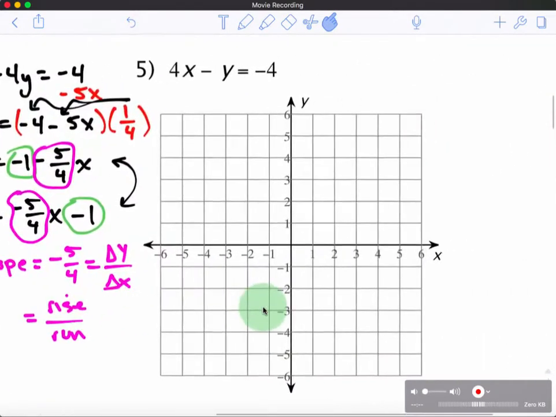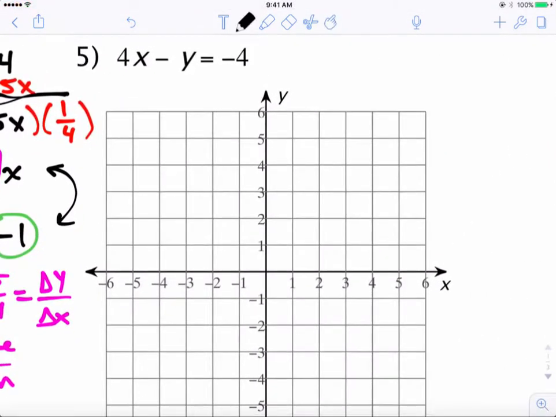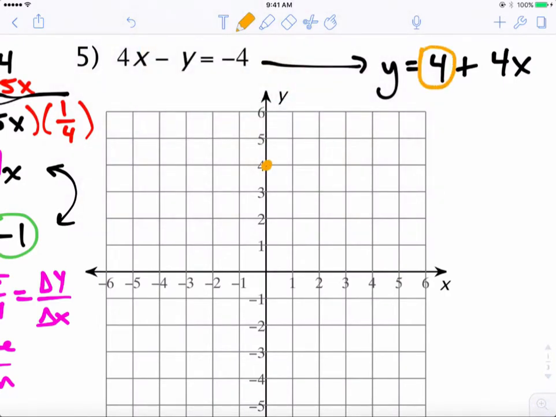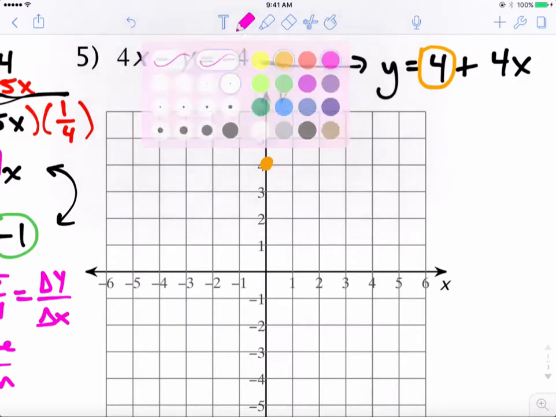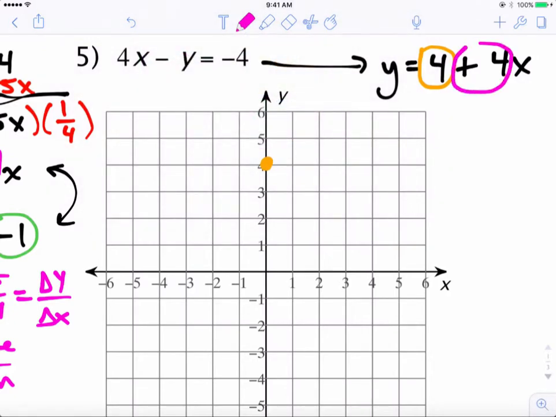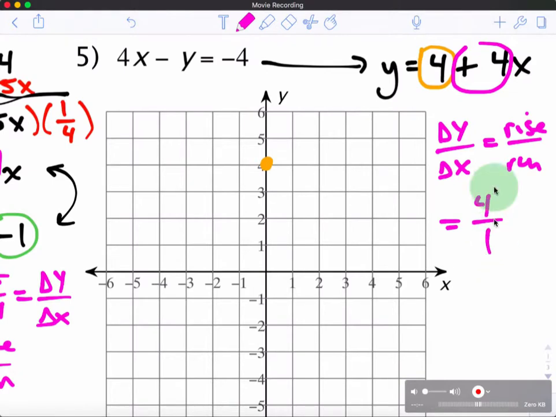So similarly, in question number 5, very similar, we're going to isolate y. This is actually going to be a pretty quick exercise. And when you isolate y, you end up with y equals 4 plus 4 times x. So here is our y-intercept, 4. And the positive 4x, that is going to be our slope, meaning that our change in y over change in x, or the rise over run, if you will, is going to be equal to 4 over 1. This is a fraction way to write 4.